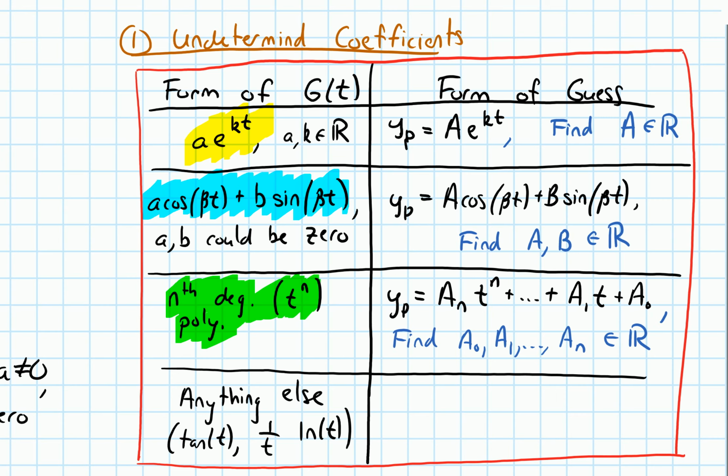In this last row, where the form of the function g of t is anything else, so not exponential, not combinations of cosine and sine, not an nth degree polynomial, here we use variation of parameters. So the method of undetermined coefficients won't work.